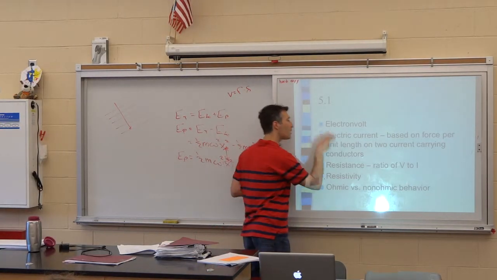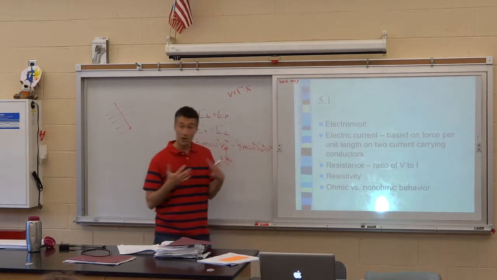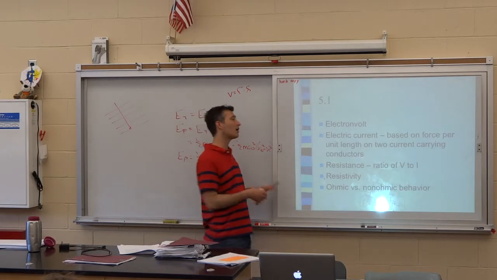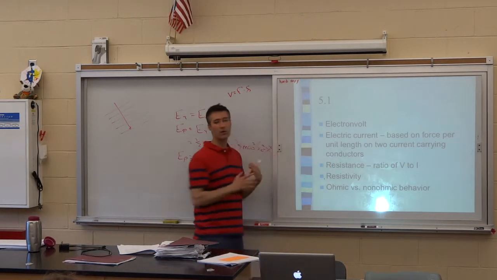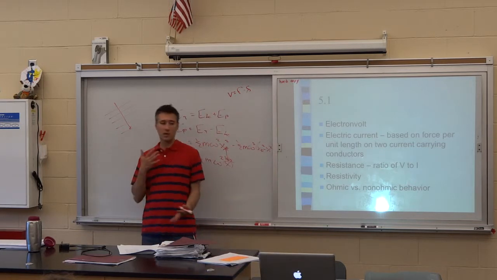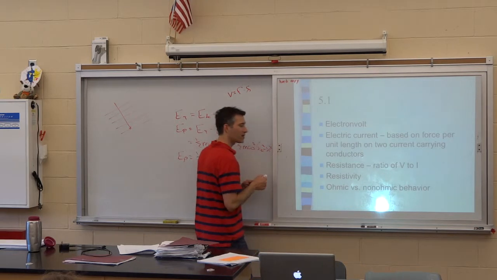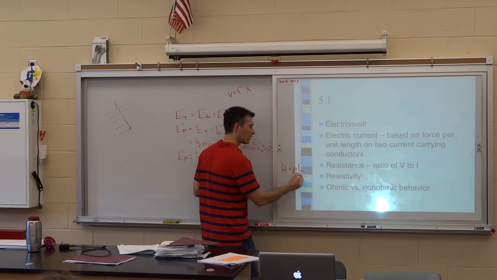We need to remember that electric current is based on our electromagnetism and our force per unit length of parallel current carrying conductors. We want to know that resistance is merely the ratio of the potential difference across something to the current going through it. We had a new way of thinking about resistance, which incorporated our resistivity. Is that right?